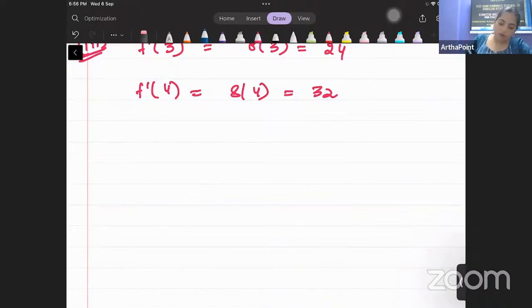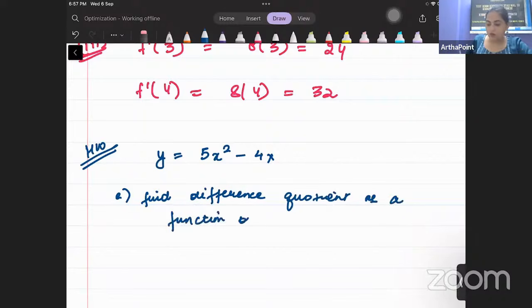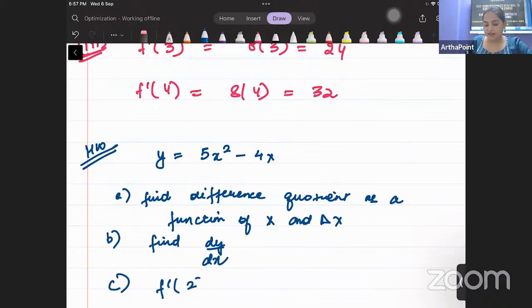Okay, so beta, now the question that you have to do as homework. You're given the function 5x square minus 4x. Beta, find out the difference quotient as a function of x and change in x. Beta, second part, find dy by dx. Beta, third part, find f(-2) and f(-3). Please do this as your homework.